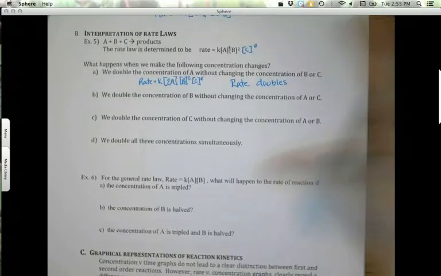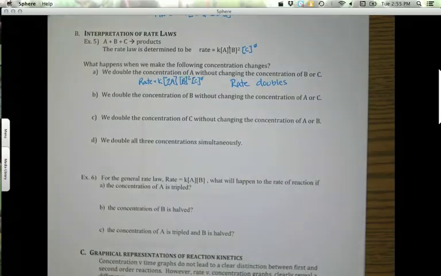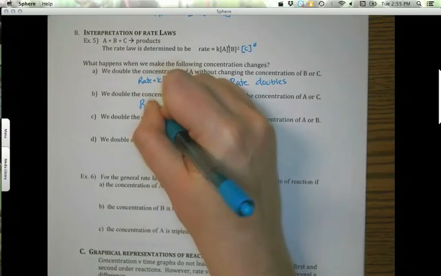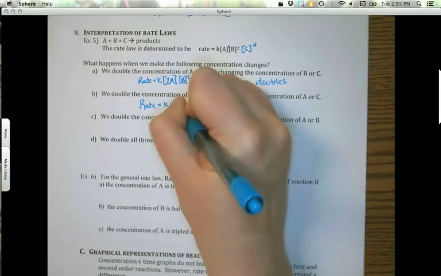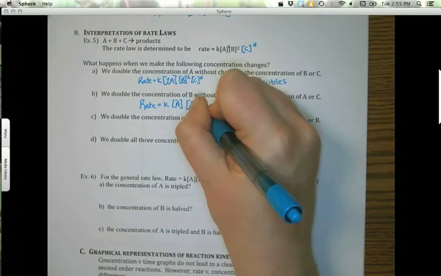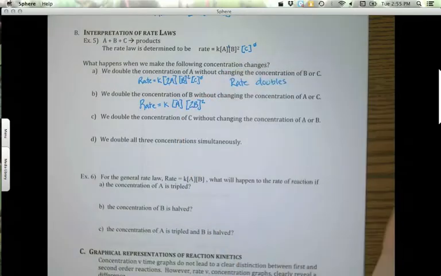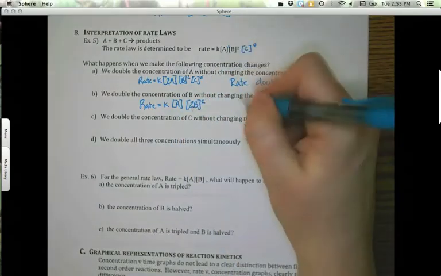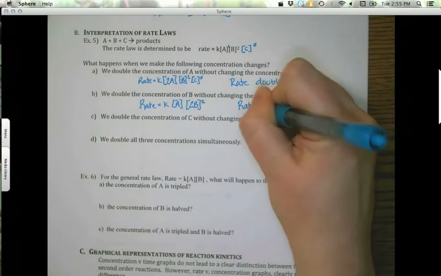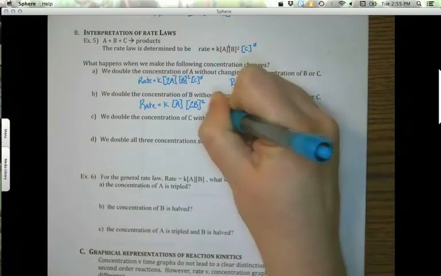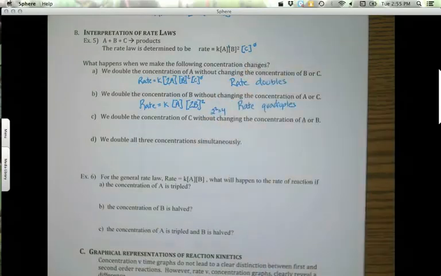Okay. What happens if we double the concentration of B without changing anything else? Well, we've got K, A is still the same, it's to the 1st power. We've got twice the amount of B, and it's squared. C is to the 0 power, so we can leave it out. Well, 2 squared is 4, so the rate quadruples. Okay, write yourself a little note.